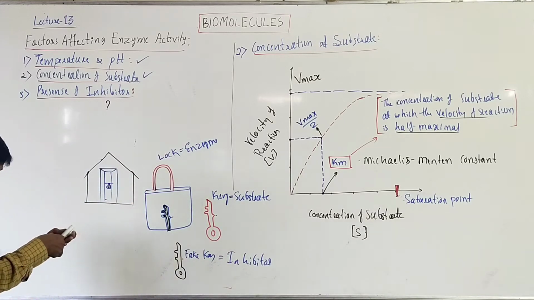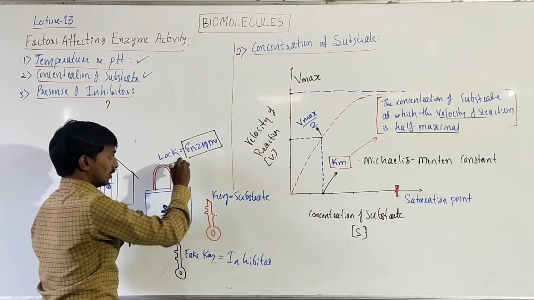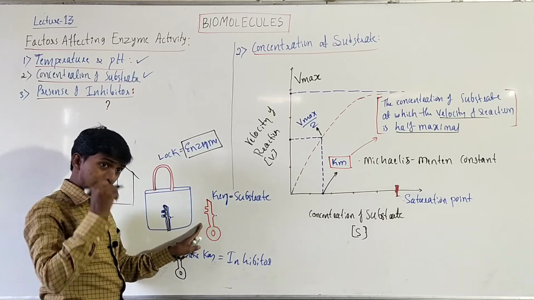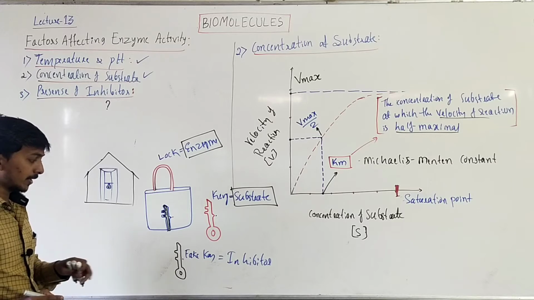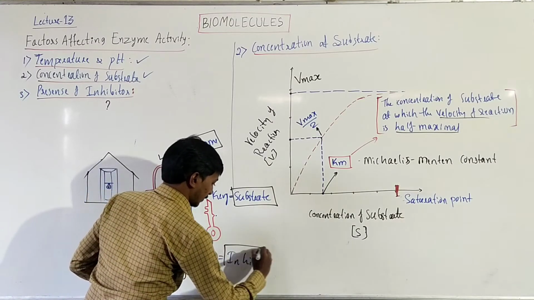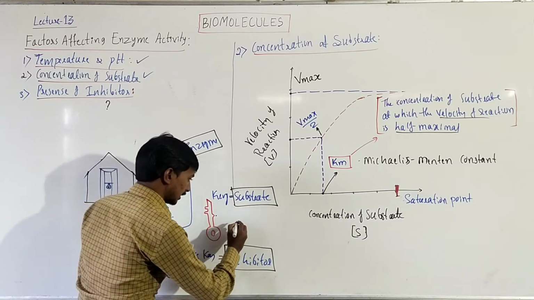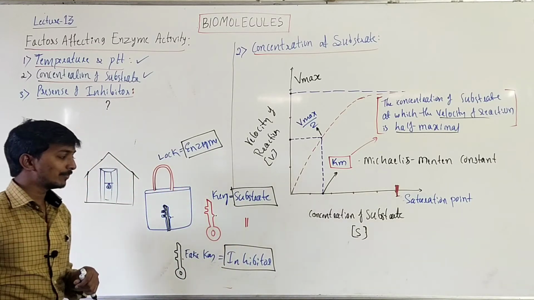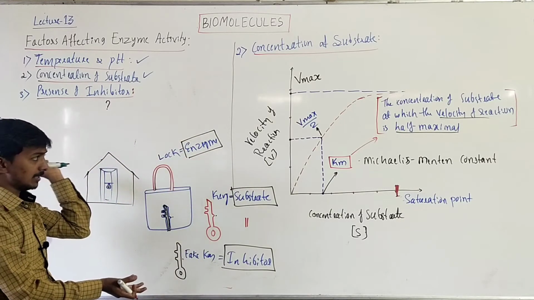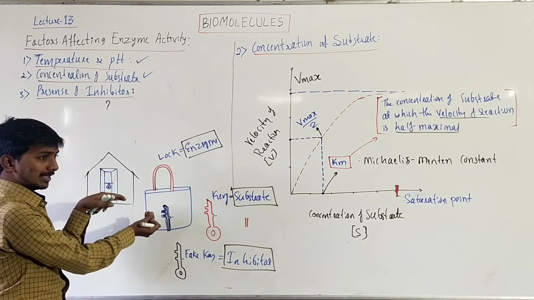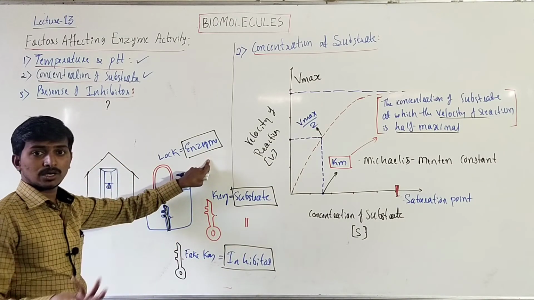Here we can say this is the enzyme. For this enzyme, only the substrate has to bind. But in the place of the substrate, the inhibitor has come, because the inhibitor is similar to the substrate. So the substrate cannot bind with the enzyme, the lock cannot be opened. This key cannot be inserted into the lock, so the lock cannot be opened. Substrate cannot bind with the enzyme, so the reaction cannot occur.